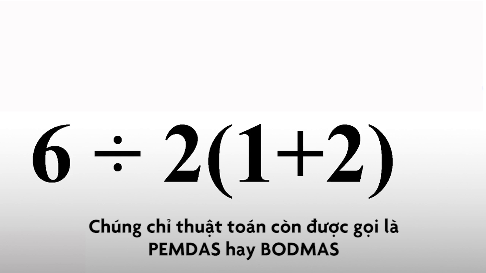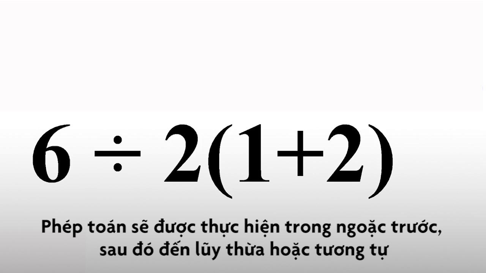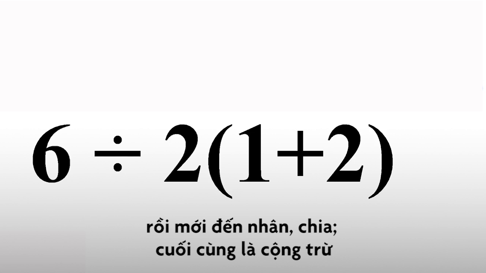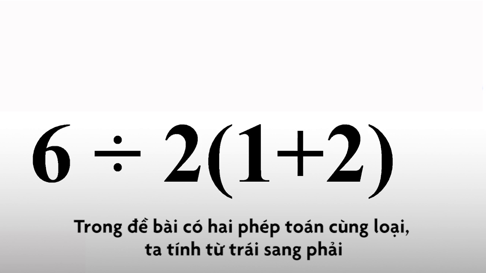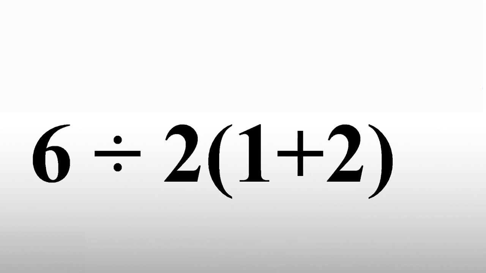These are commonly referred to as PEMDAS or BODMAS. This refers to evaluating the parentheses/brackets, then the exponents/orders, then multiplication and division, and finally addition and subtraction. If you have two operations of the same precedence, you want to evaluate them from left to right.